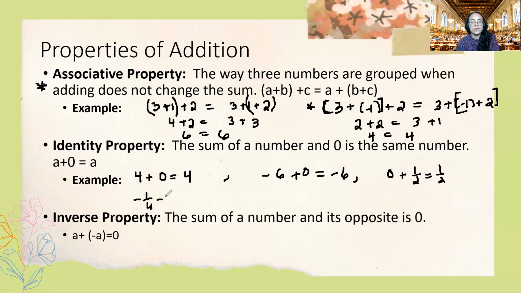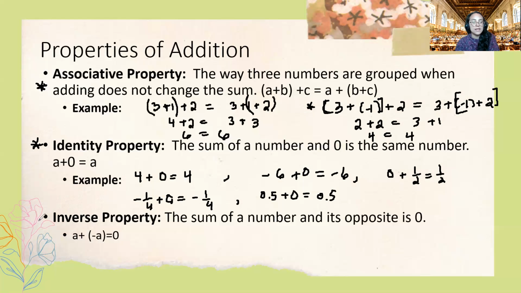Negative 1/4 plus 0 is negative a fourth. 0.5 plus 0 is 0.5. So you understand, right? Okay. If you have any questions, I'm more than happy to answer, of course.